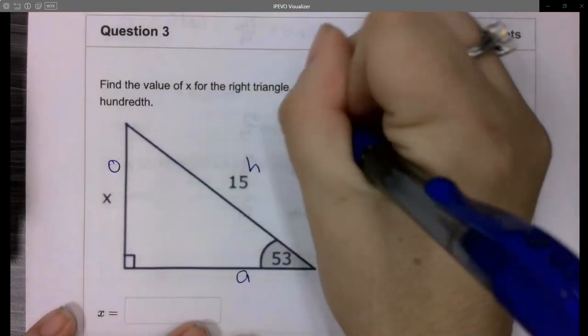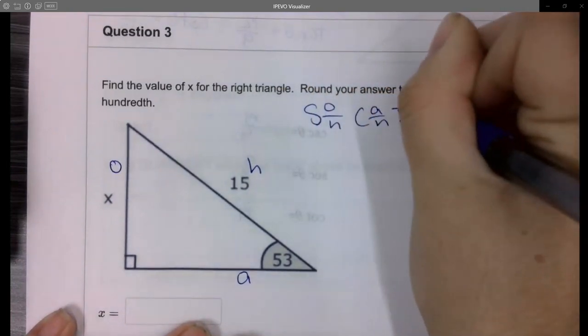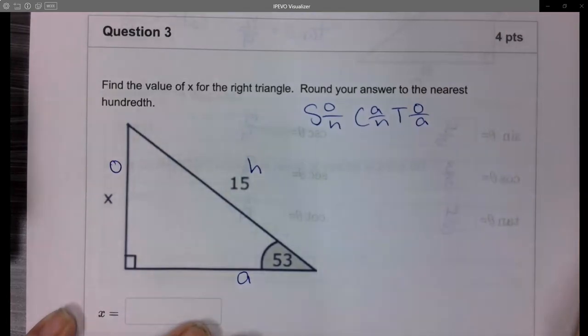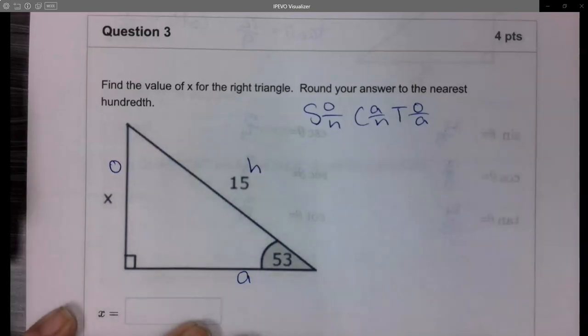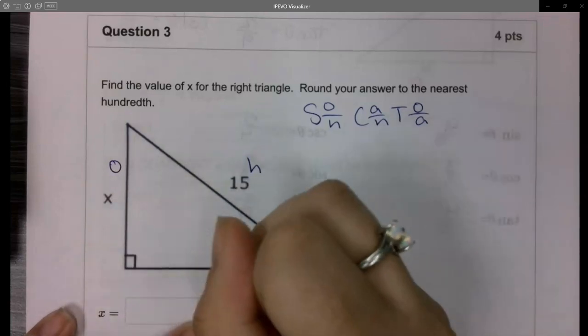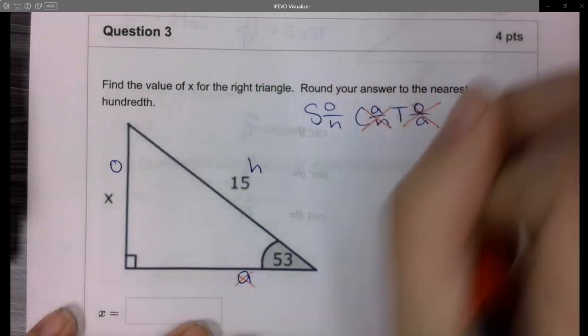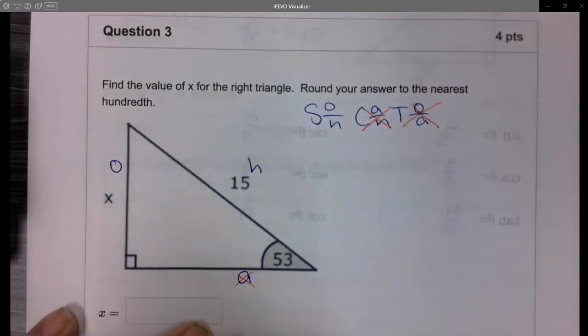Then I'm going to write out my abbreviation, SOHCAHTOA. I want to cross out anything that's not being used, the letter that doesn't have something printed next to it. So O has an x, H has a 15, A doesn't have any side lengths. So I don't want to use anything that has an A. So I cross out the two functions that have an A.